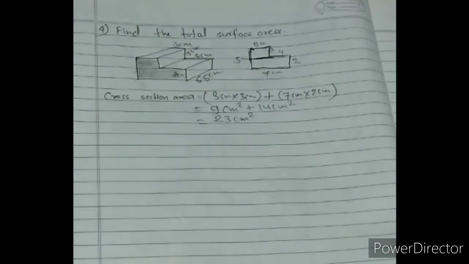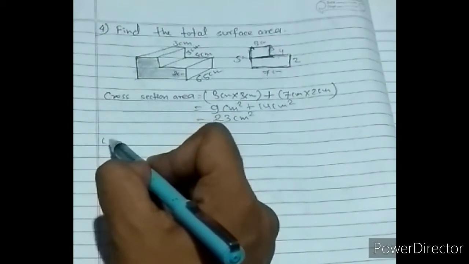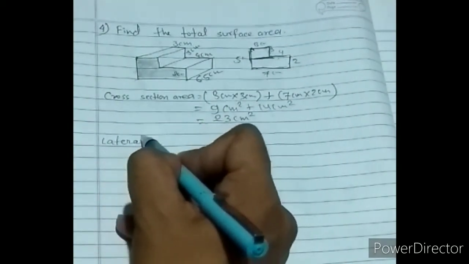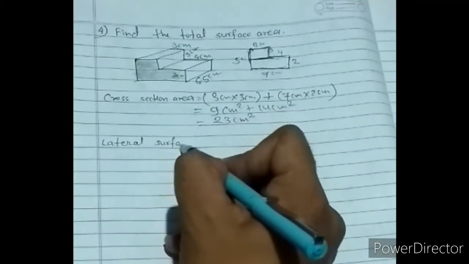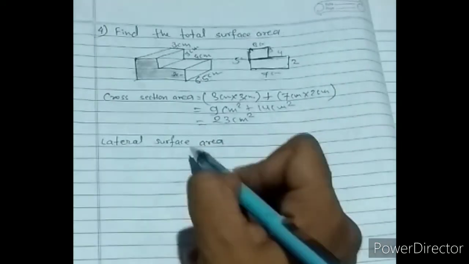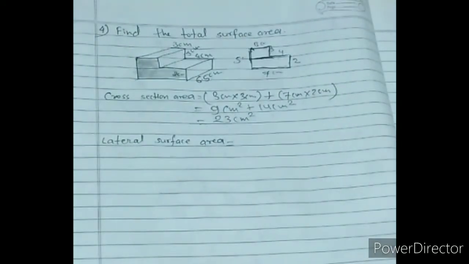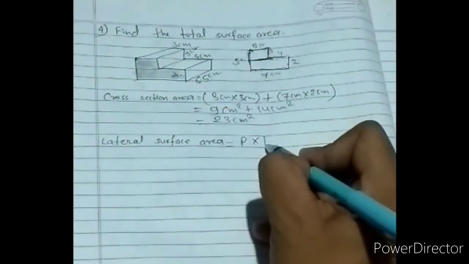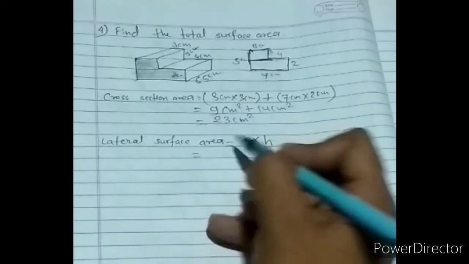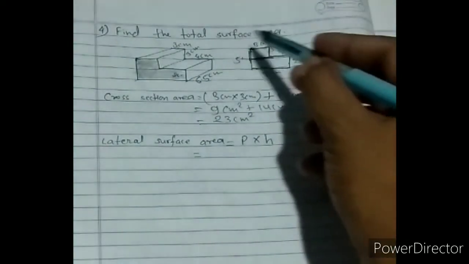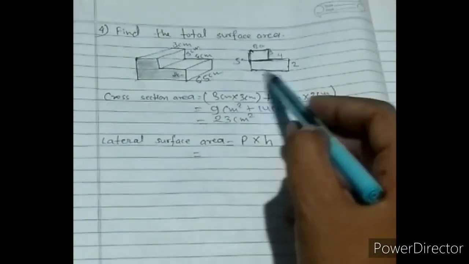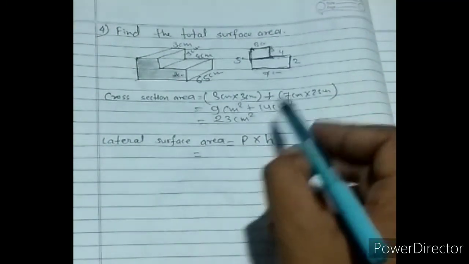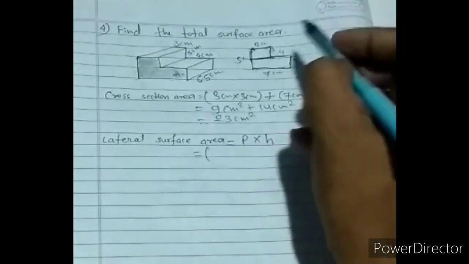After getting cross section area, let's find lateral surface area. How can we find lateral surface area? What is the formula of lateral surface area actually? Perimeter of cross section into height. Perimeter of cross section is required. Perimeter means addition of all side. That is why I wrote here all side here. Perimeter means addition of all side.